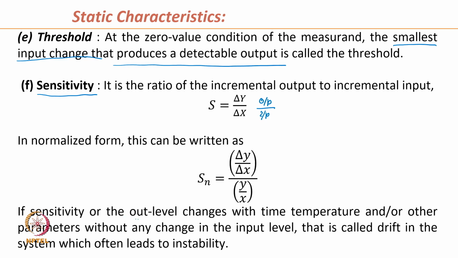If sensitivity or the output level changes with time, temperature and or other parameters without any change in the input level, that is called drift in the system. Sometimes the output of a sensor changes with other parameters as well, for example, temperature, and that is called drift, which most of the time leads to instability in the system.